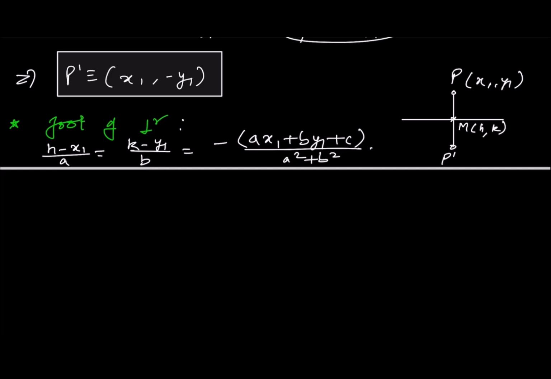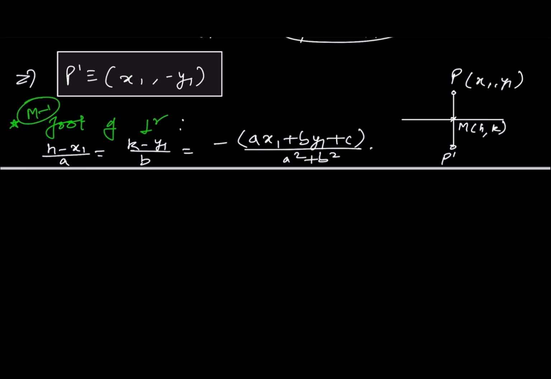So for foot of perpendicular, in the formula of image, this 2 is not shown. In image there was 2, but in foot of perpendicular 2 is omitted. This is method 1 for foot of perpendicular.